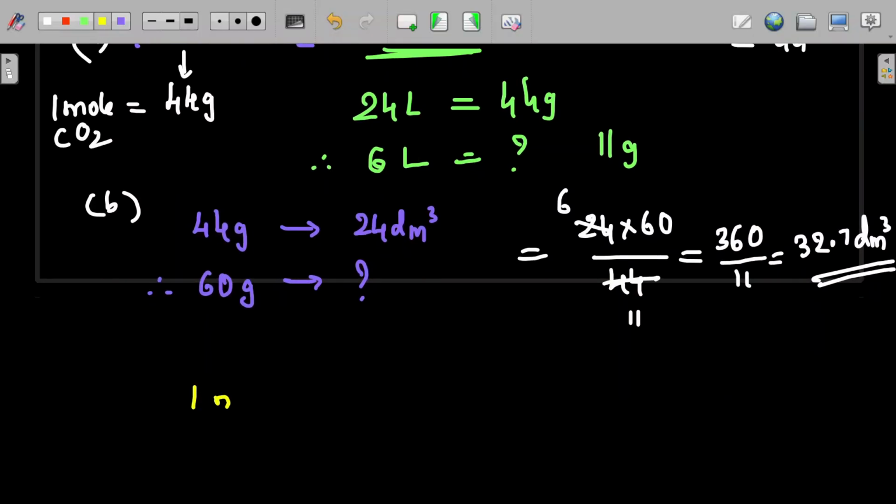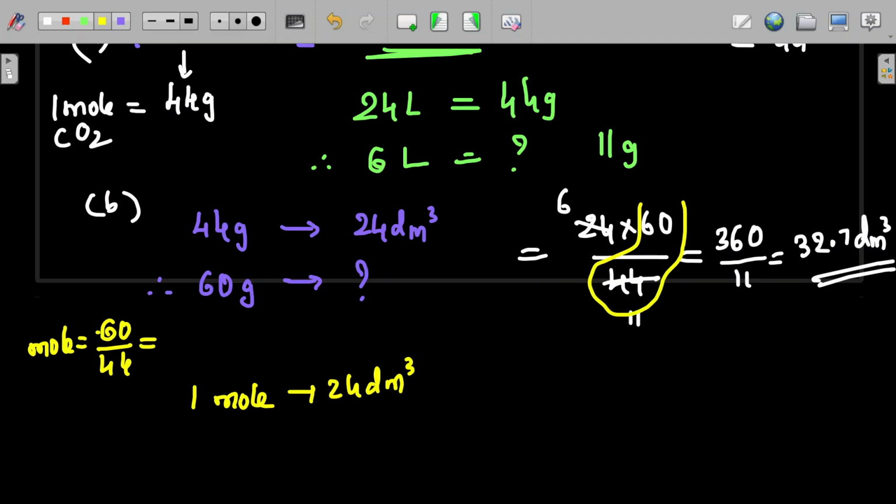Okay. So now 1 mole is occupying 24 dm cube. So 60 gram means how many moles? So how will you find moles? Mole is equal to mass divided by molecular mass. So 60 divided by 44. It's nothing but the same only. Here you can see 60 by 44, that you are finding separately. Whatever value comes, you multiply with 24, and you will get the final answer.